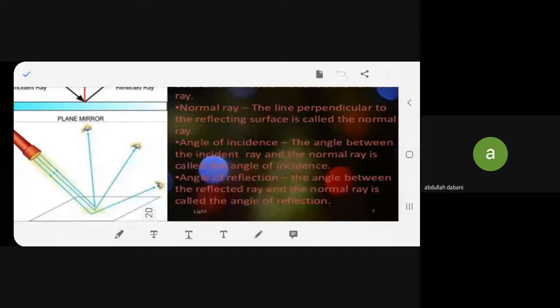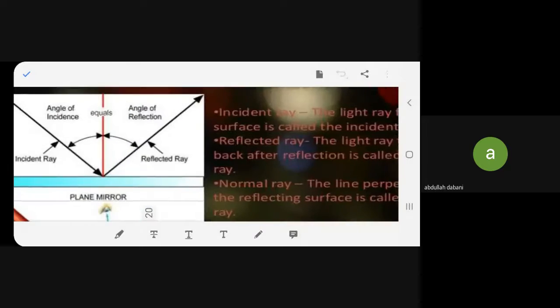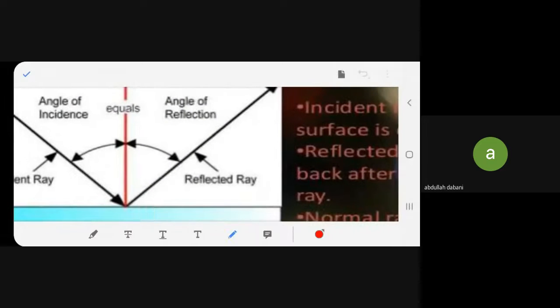Angle of incidence. The angle between the incident ray and the normal ray is called the angle of incidence. Just a moment. The angle between the incident ray and the normal, this one, is called the angle of incidence. Yes or no? Angle I is the angle of incidence. Agree with all of you? Yes.